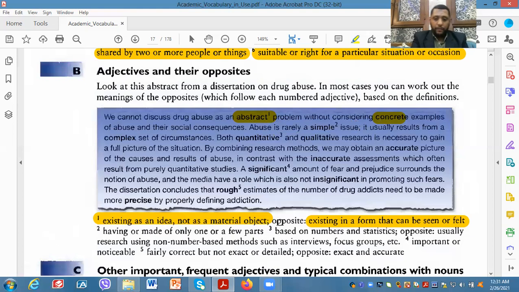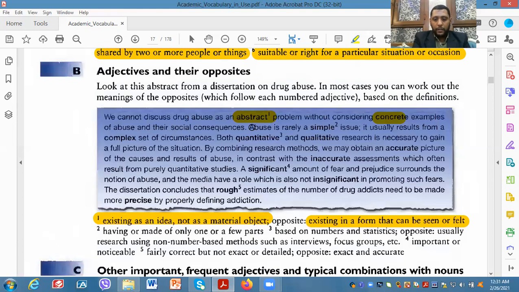Concrete, which is the opposite of abstract, existing in a form that can be seen or felt. Okay, all right. We cannot discuss drug abuse as an abstract problem without considering concrete examples of abuse and their social consequences. Abuse is rarely a simple issue. It usually results from a complex set of circumstances.